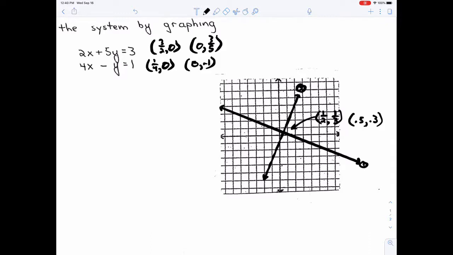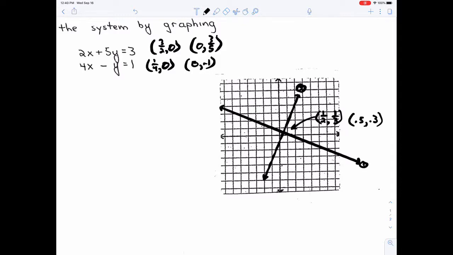If I want you to do this by graphing, graph them and see where those intersect. Now, do they intersect exactly at (1/2, 1/3)? Probably not. Or at (0.5, 0.3)? Probably not. But you know what? That's what you get when you do it by graphing. You're going to get an approximate answer. That's why it's the worst way you can do it.